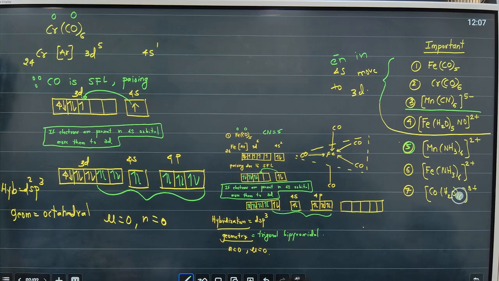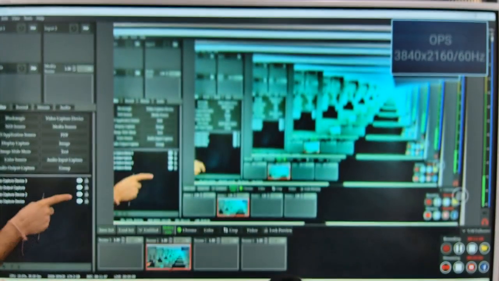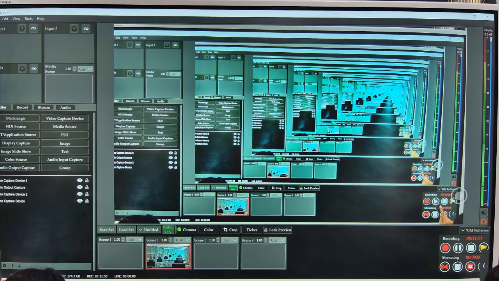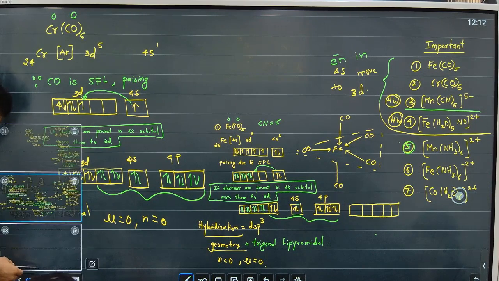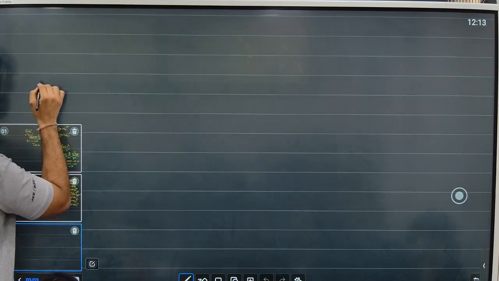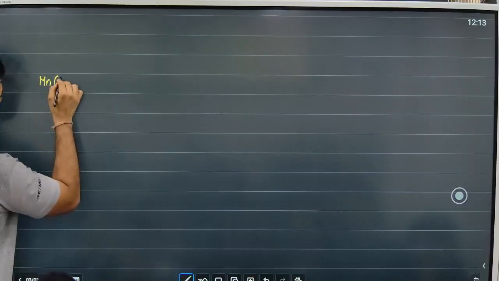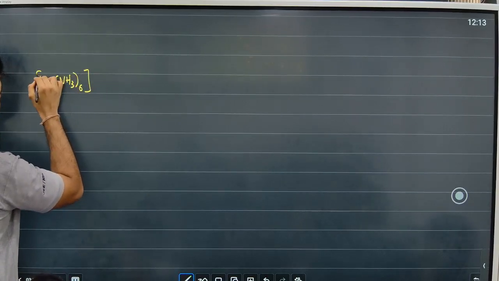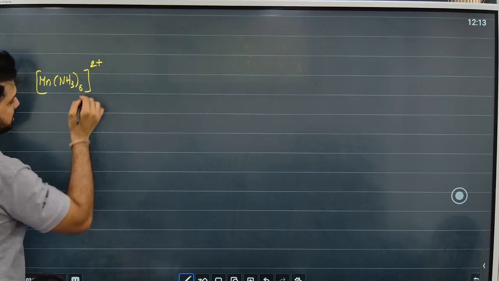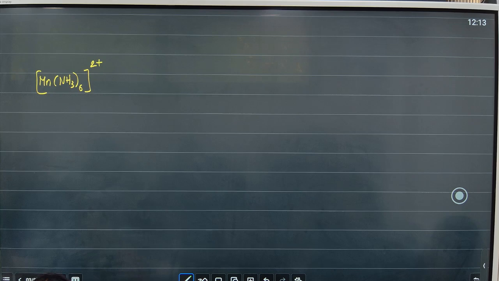पॉज कर देना. चलो. Now give me the fifth question. क्या है people? Mn, NH3, 6 2 plus. ठीक है. Give me Mn पे charge over here please.